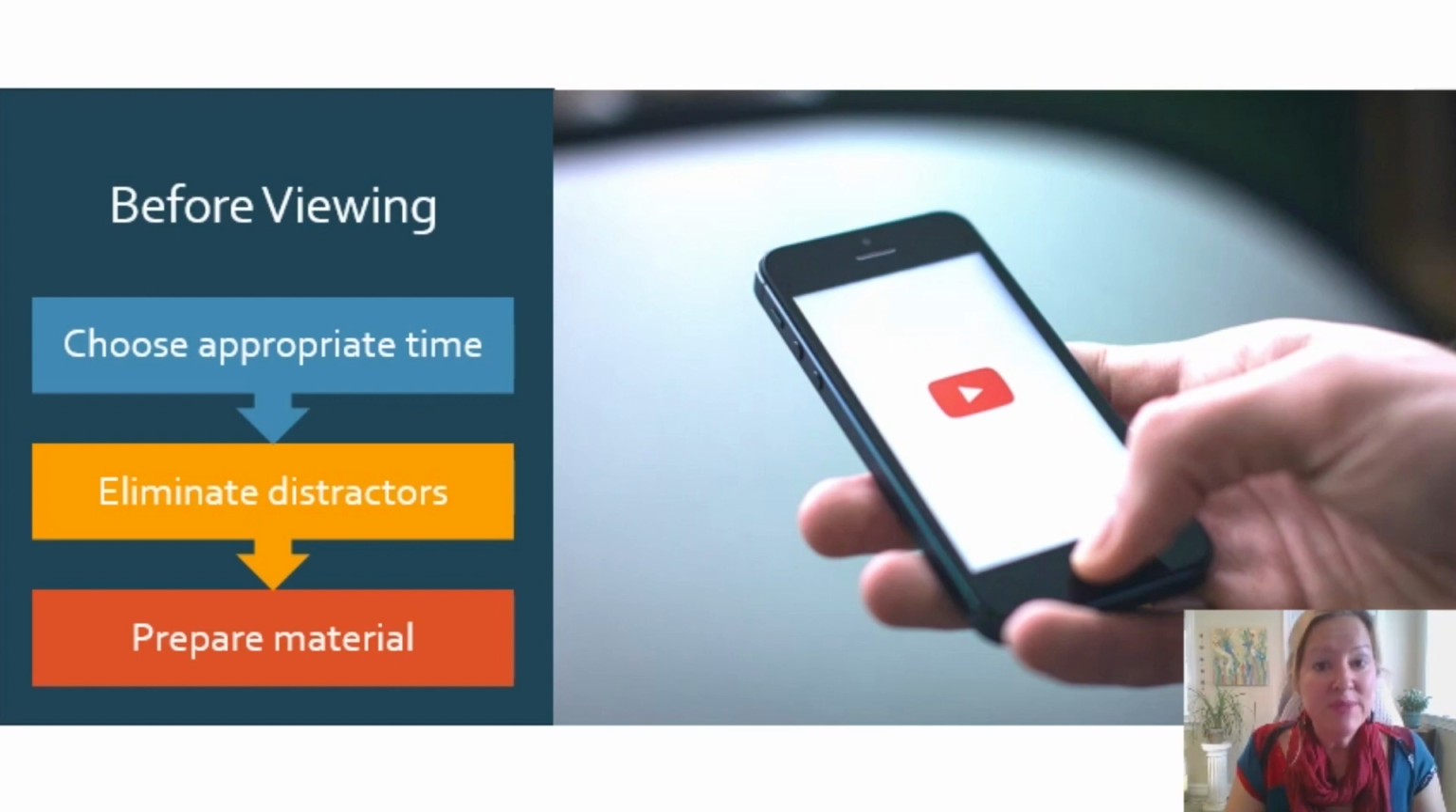Be sure you have the materials needed to perform the task or behavior demonstrated in the modeling beforehand. The modeling must be ready to be used when the viewing is over, so that the time lag between the viewing and the practice is as short as possible.